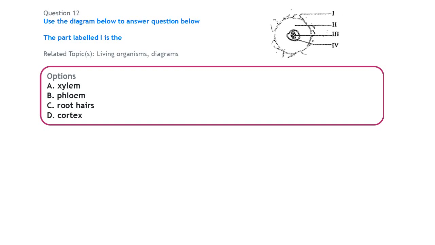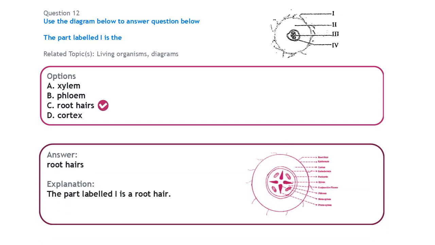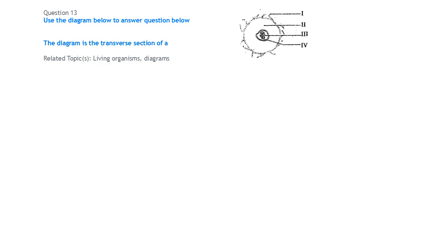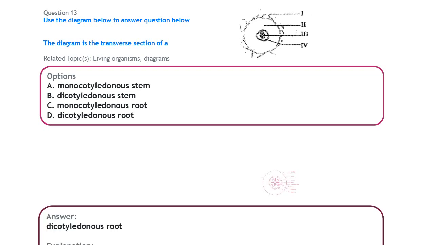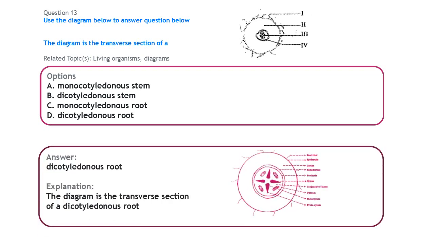Next question, we have a diagram here. The part labeled I is the root hair through which water is absorbed. Next question, using the same diagram. The diagram that we have is the transverse section of a dicotyledonous root, judging by the way the vascular bundle has been arranged.